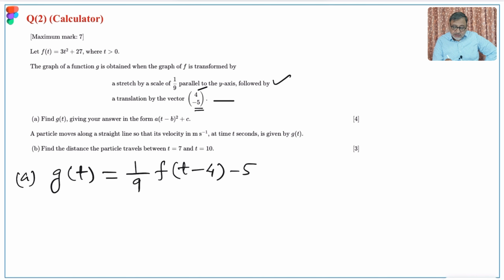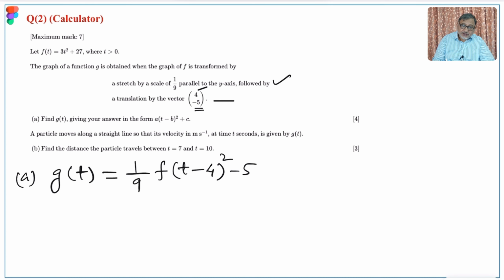See, first is stretched by scale factor 1 over 9, so we multiply by 1 over 9 to f, and then there is a transformation by vector (4, minus 5). So 4 is to the right side, therefore we will write t minus 4, and 5 is downwards, therefore we will write minus 5. But because there is also a square, I will keep the square, right? So this is the transformation we want.